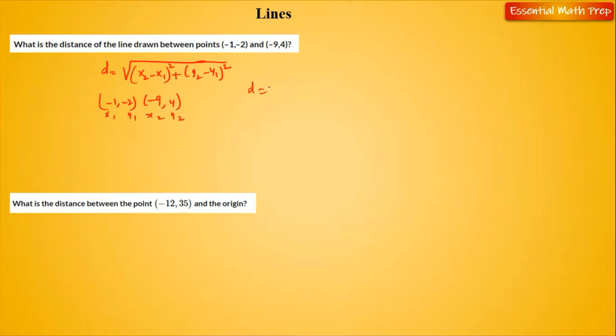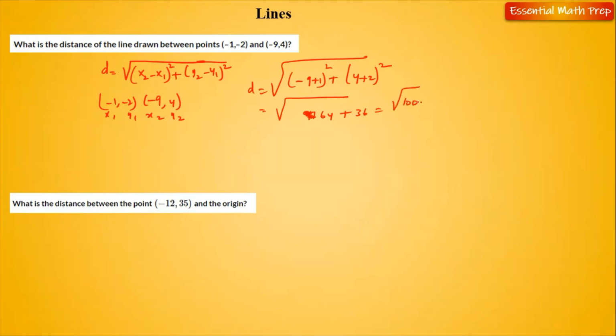So d equals the square root of (-9 minus -1, which is -9 plus 1) squared plus (y2, which is 4, minus -2, which is plus 2) squared. So this is 8 squared, right? -8 squared is 64, sorry. 64 plus 36. So the square root of 100 is 10.